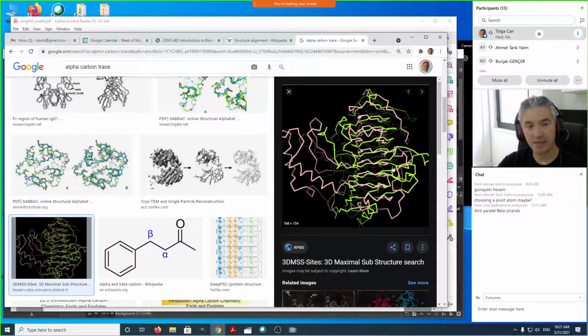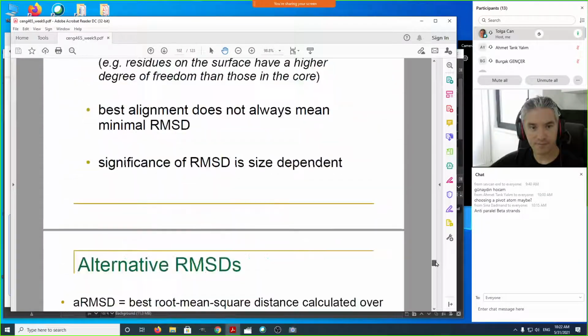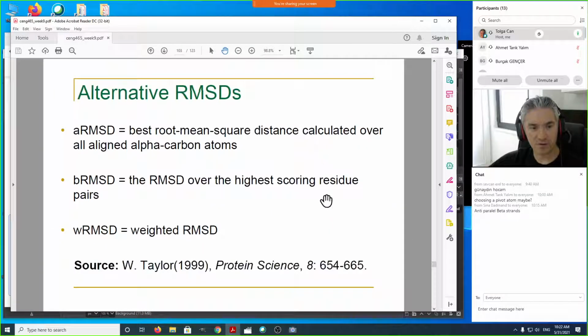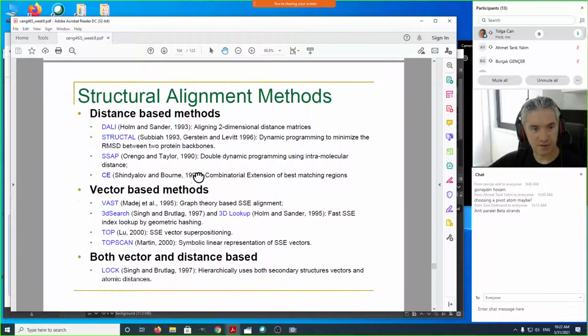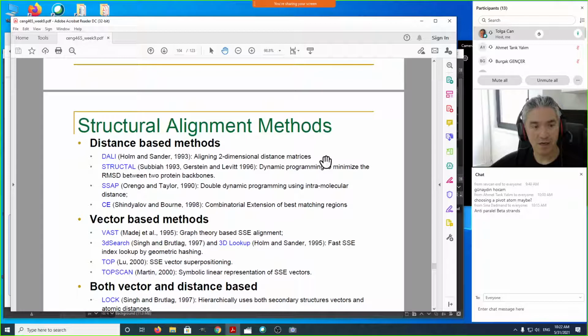So that's the general idea in the combinatorial extension algorithm and the Dali algorithm. Okay, but after we find the matches, let's go back to the slides. I'm also going to talk about another algorithm in detail, the structural algorithm that uses the idea from sequence alignment, dynamic programming, but like an expectation maximization algorithm, it does two things iteratively until we have convergence. We are going to see it.